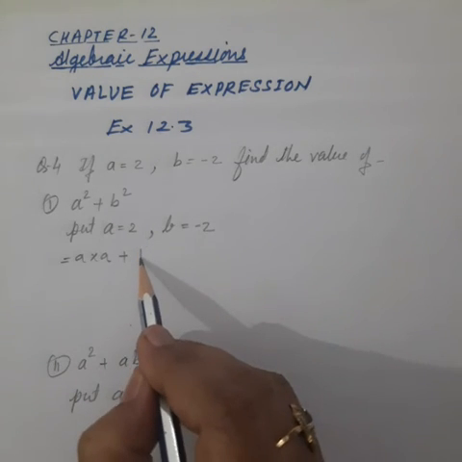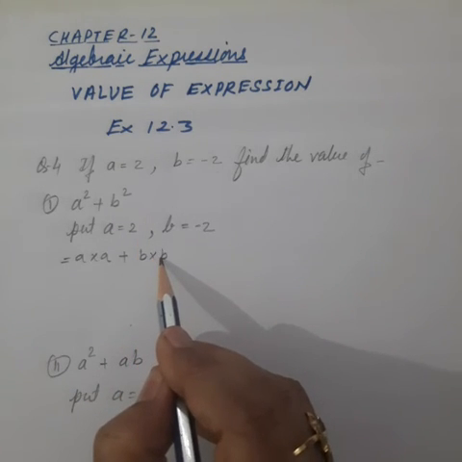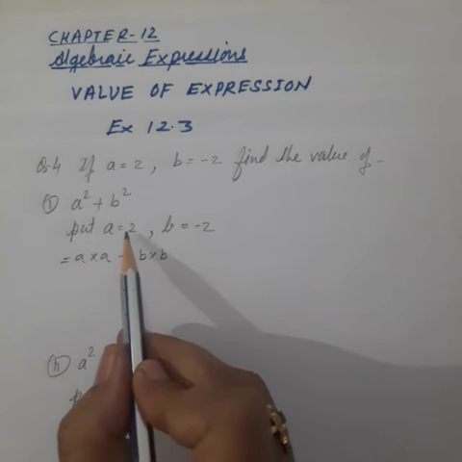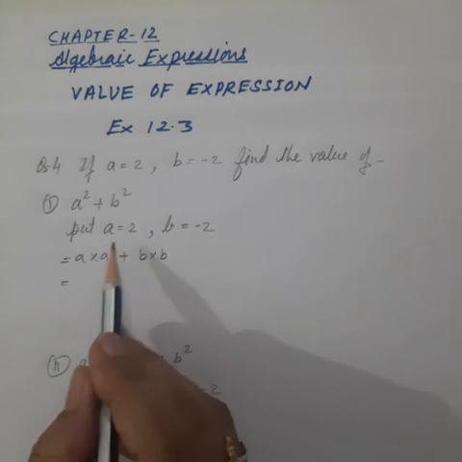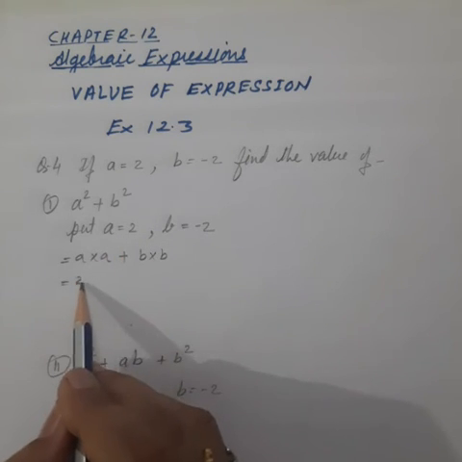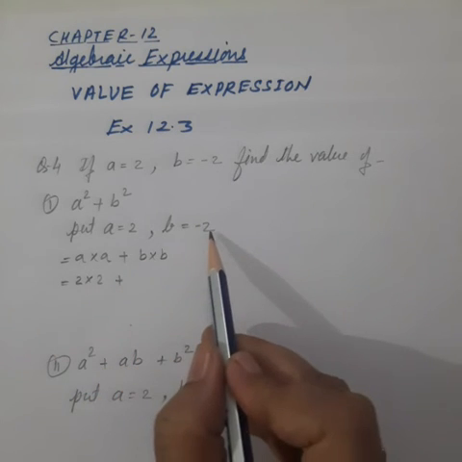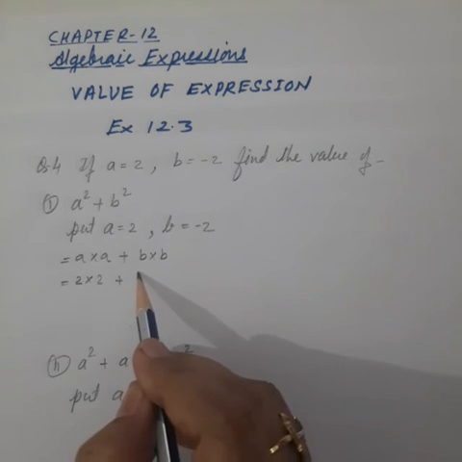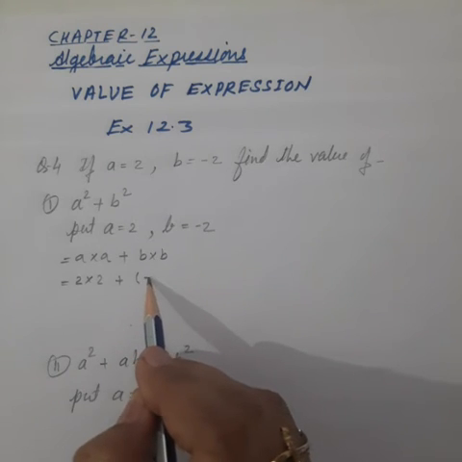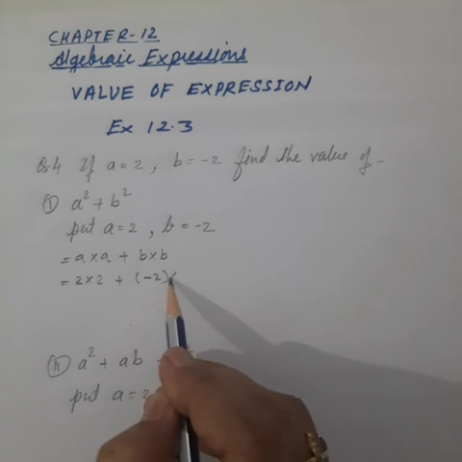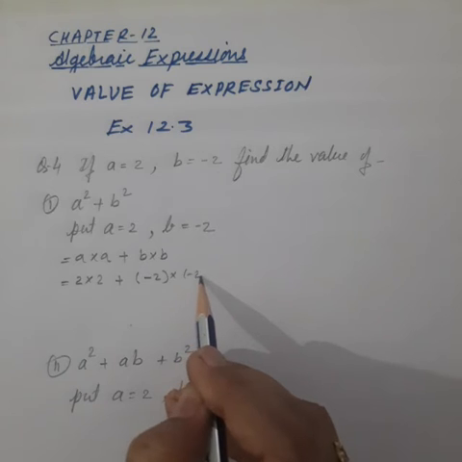B square means b into b. Now, at the place of a, put 2. It is positive. So, we can write 2 into 2 plus. At the place of b, put minus 2. It is negative. So, keep it in bracket. Minus 2 into again minus 2.